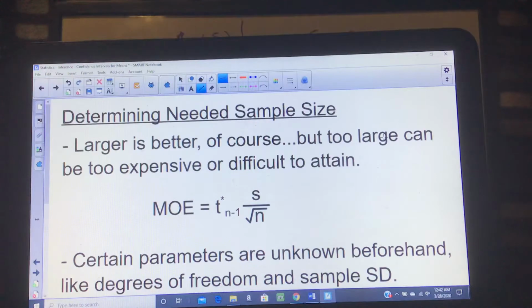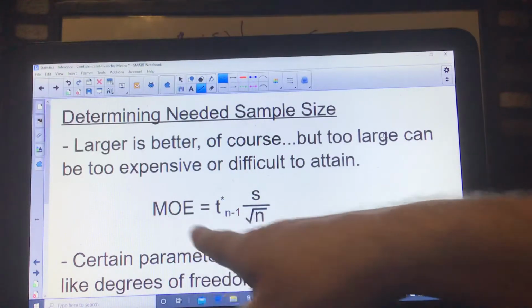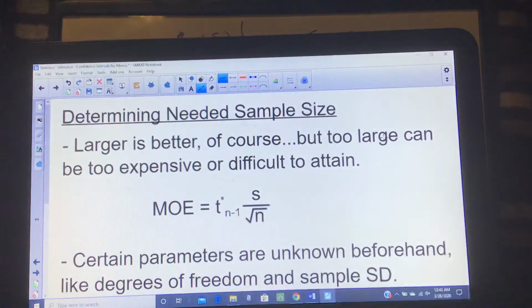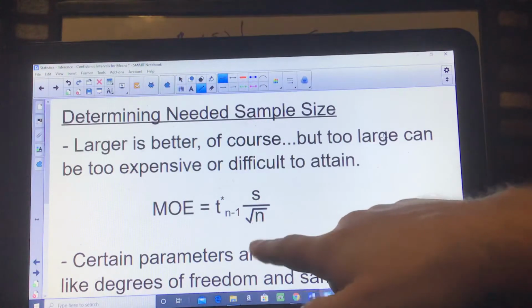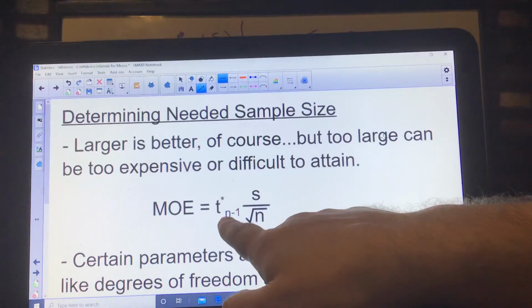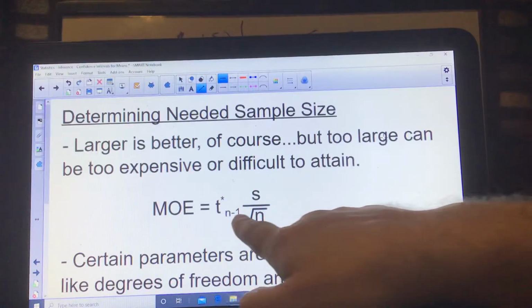And we're going to want a certain margin of error, and we're going to want to know how many people or how many items are needed in order to get that margin of error. Now, the problem we run into is that before we take our sample, there's going to be a bunch of stuff we don't know. Since we haven't taken the sample yet, we clearly are trying to look for how big to make the sample. So that not only makes this unknown, but it also makes the t-curve we need to use unknown. And that's a problem.